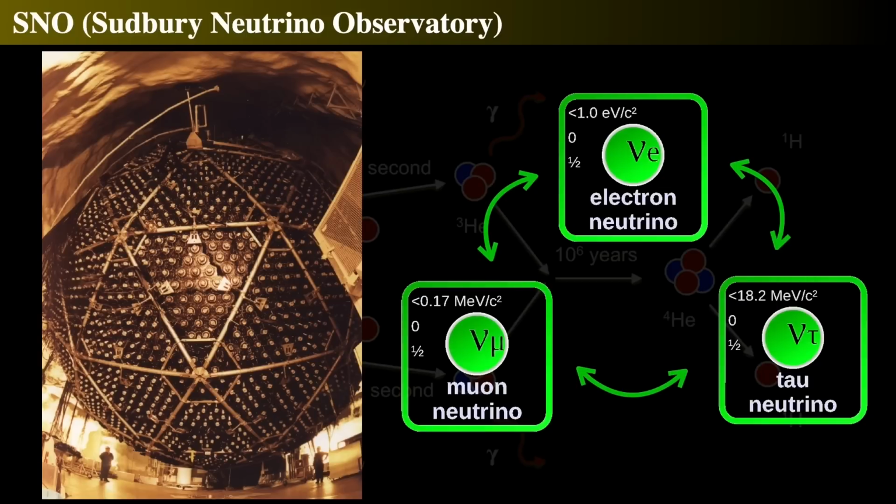The final critical experiment, the Sudbury Neutrino Observatory, used heavy water, where one of the atoms of the hydrogen is deuterium, and that was used to detect all three flavors of neutrino.